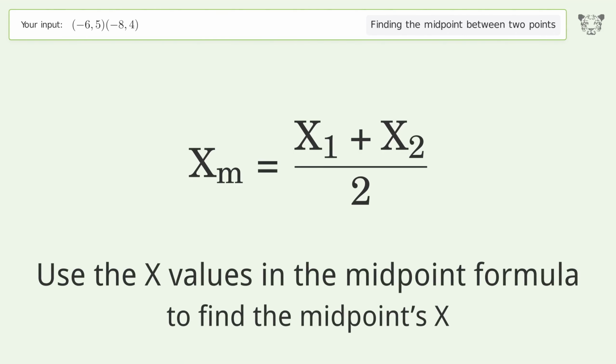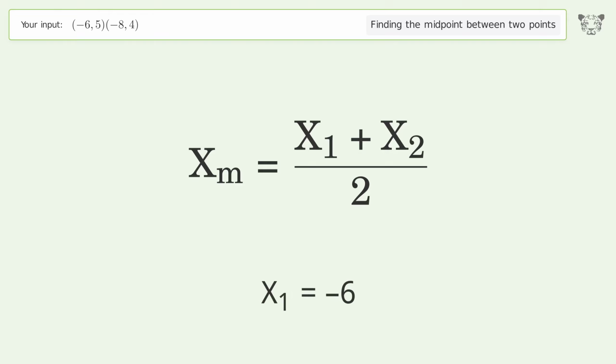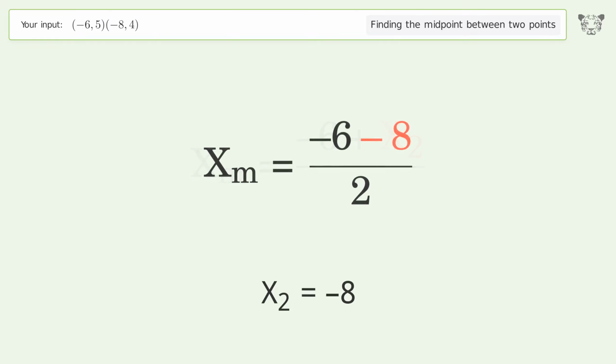Use the x values in the midpoint formula to find the midpoint's x. x1 equals -6. x2 equals -8. Simplify the arithmetic.